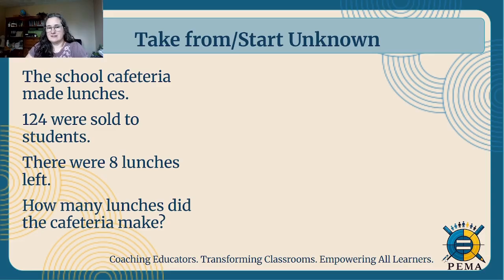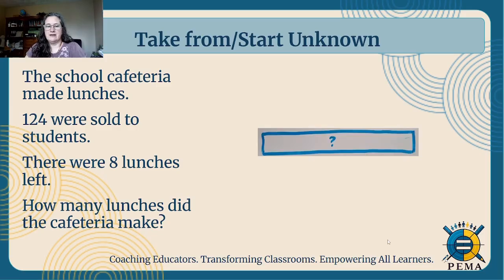Our last take from scenario is a take from start unknown problem. The school cafeteria made lunches. 124 were sold to students, and there were 8 lunches left. How many lunches did the cafeteria make? So in this story, I know that the cafeteria made the lunches for the school day, but I don't know how many. So I'm going to label it with a question mark.